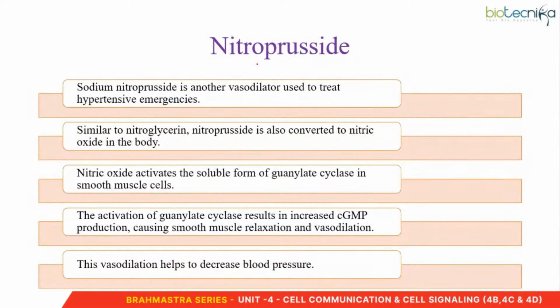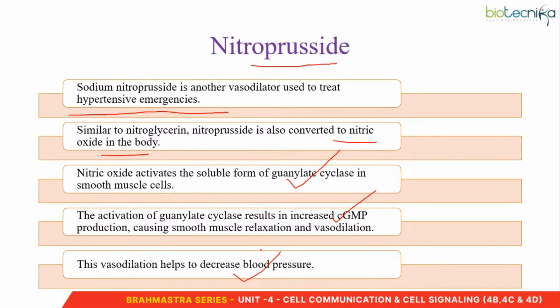Same is the case with nitroprusside as well. It is commonly used to treat hypertensive emergencies. So they also get converted to nitric oxide, activating the soluble form of GC, cGMP production, thereby decreasing the blood pressure.